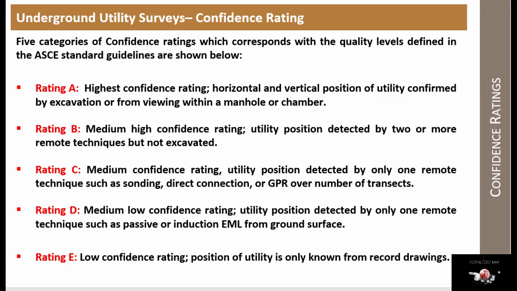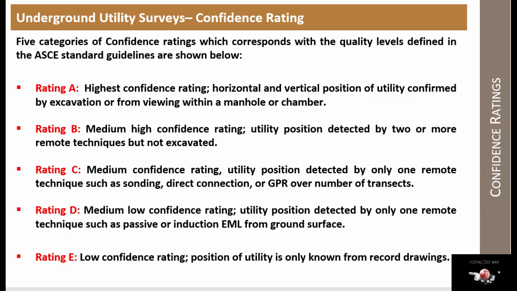Underground utility surveys, confidence rating. 5 categories of confidence ratings which correspond with the quality levels defined in the standard guidelines are shown below. Rating A, highest confidence rating: horizontal and vertical position of utility confirmed by excavation or from viewing within a manhole or chamber. Rating B, medium-high confidence rating: utility position detected by 2 or more remote techniques but not excavated.